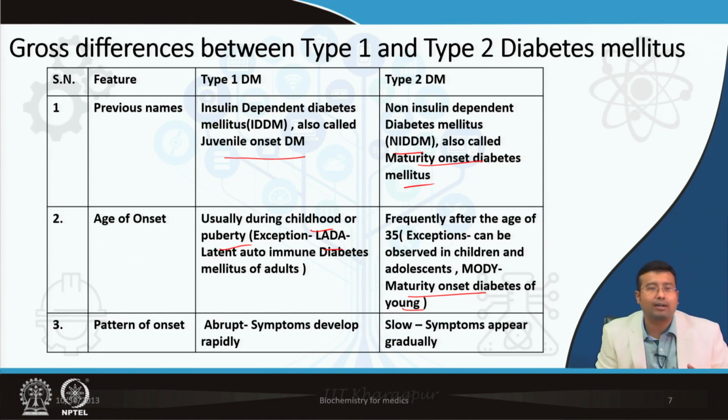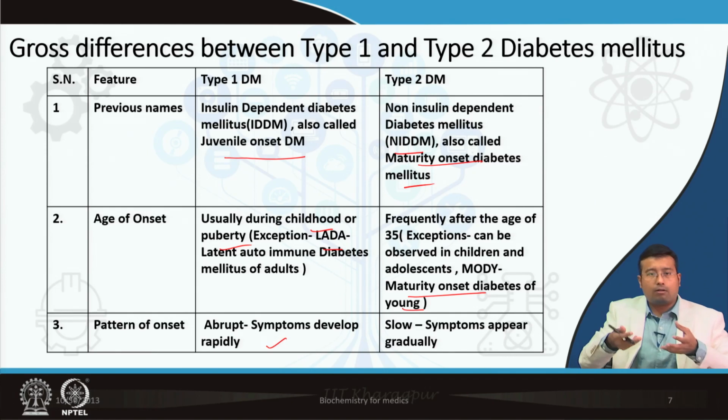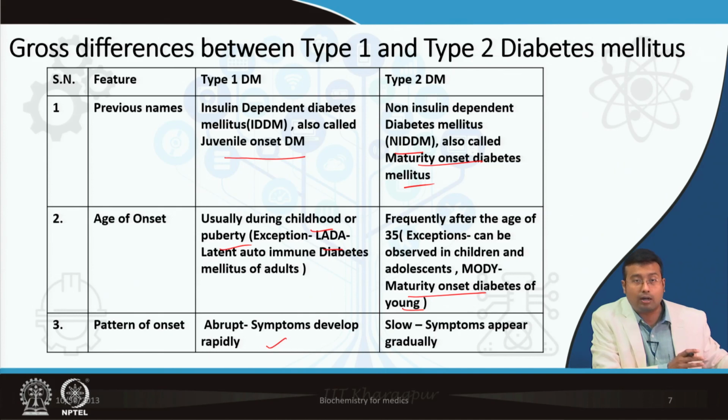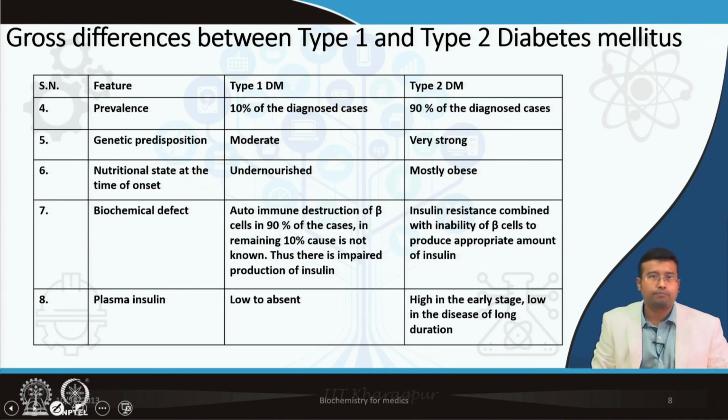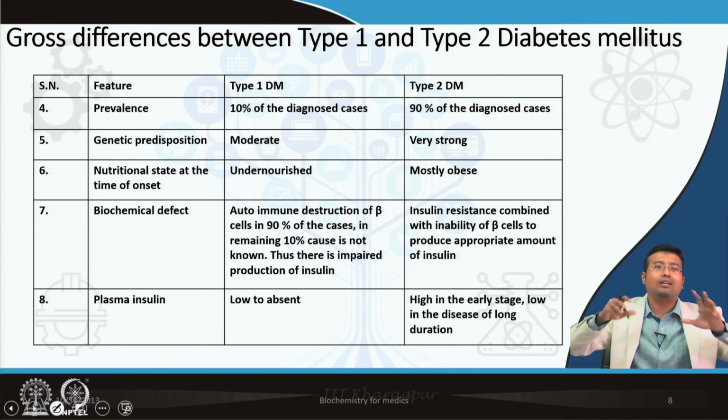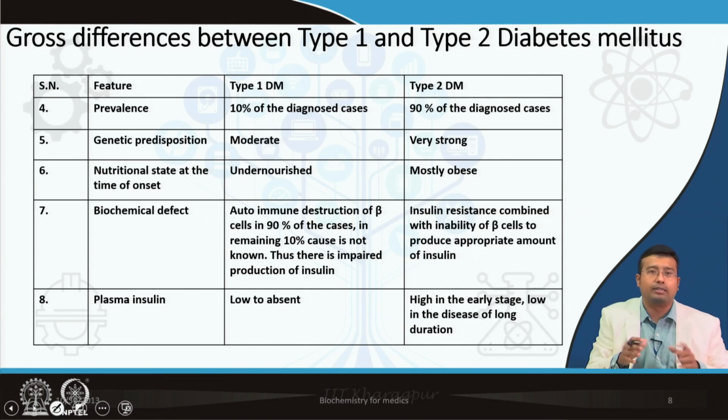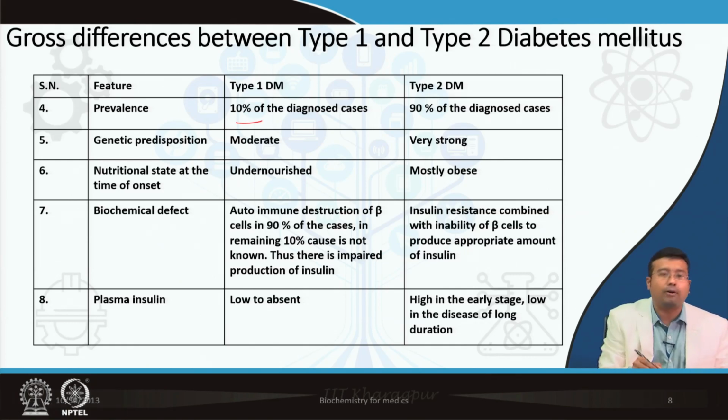Regarding pattern of onset, type 1 develops suddenly. The underlying pathogenesis may go on for years, but the symptoms appear all of a sudden, whereas it is very slow in type 2 diabetes mellitus. Regarding the prevalence, if we consider 100 patients of diabetes, only 10% have been found to be type 1. More than 90%, almost 9 out of 10 patients, are type 2.